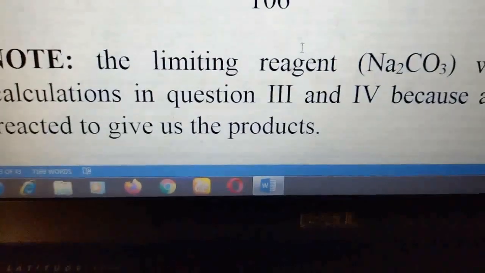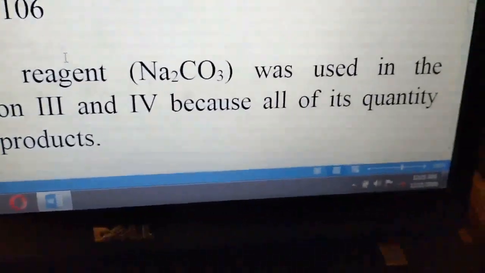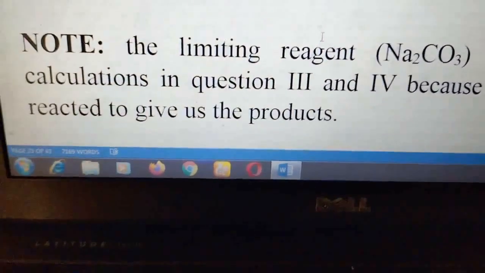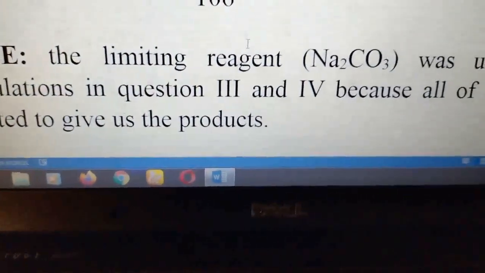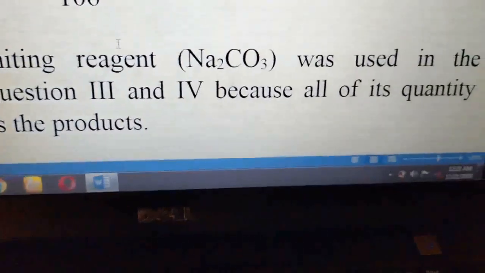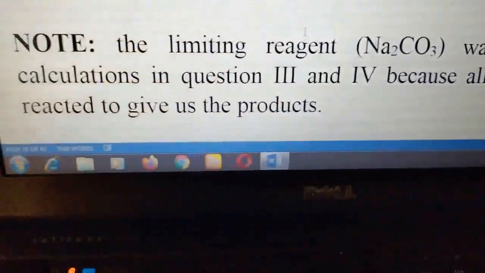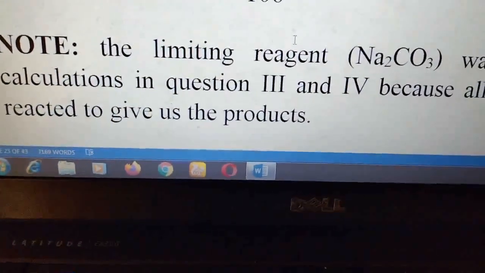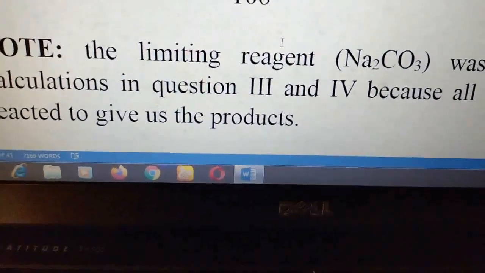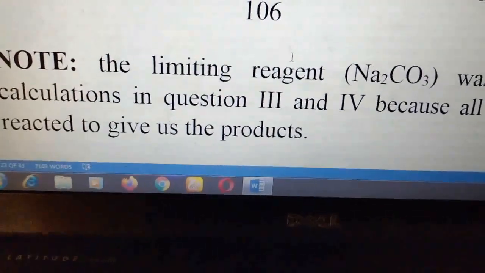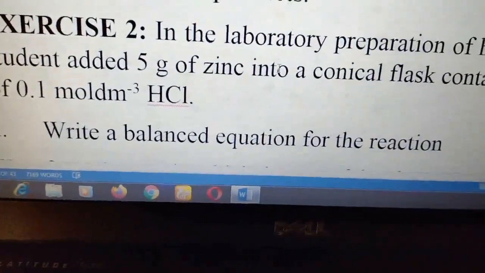So it's a note. The limiting reagent, sodium carbonate, was used in the calculations in questions III and IV because all of this quantity reacted to give us the product. That is why we did not use the excess reagent to calculate the products, as I explained before.